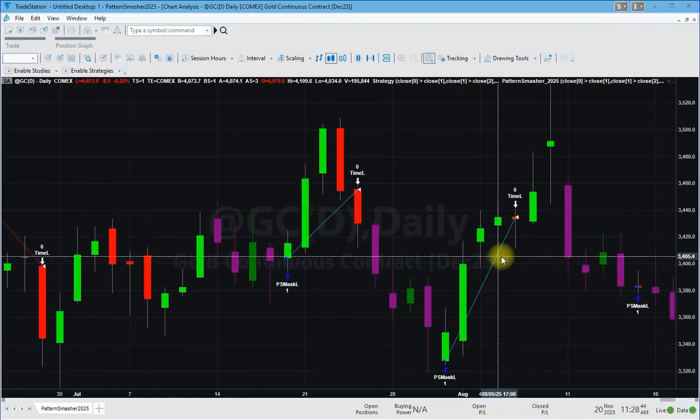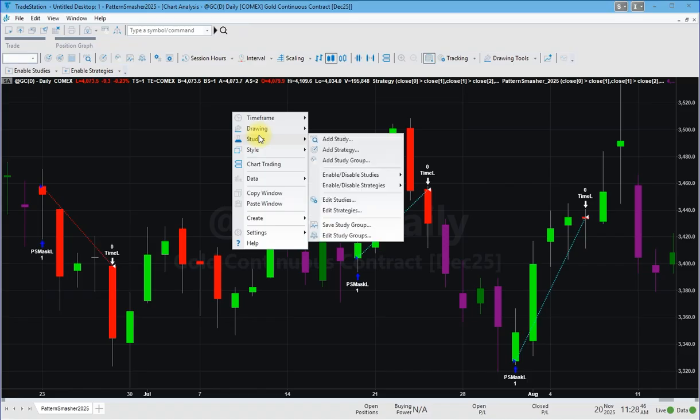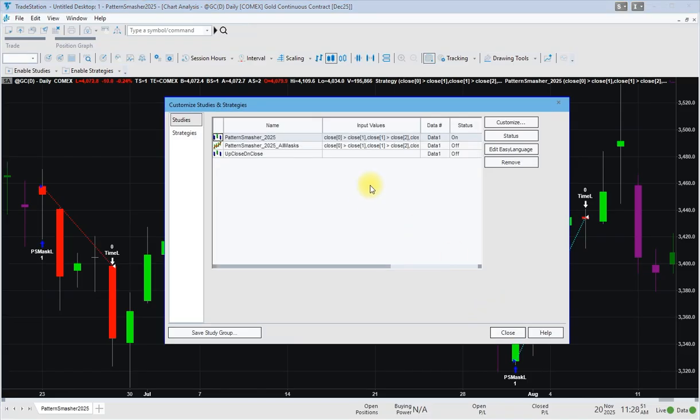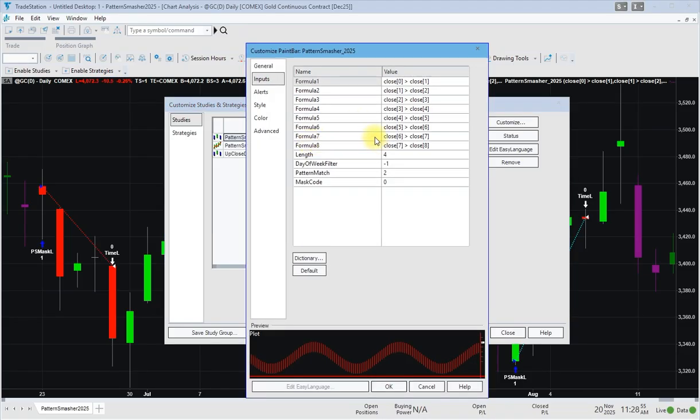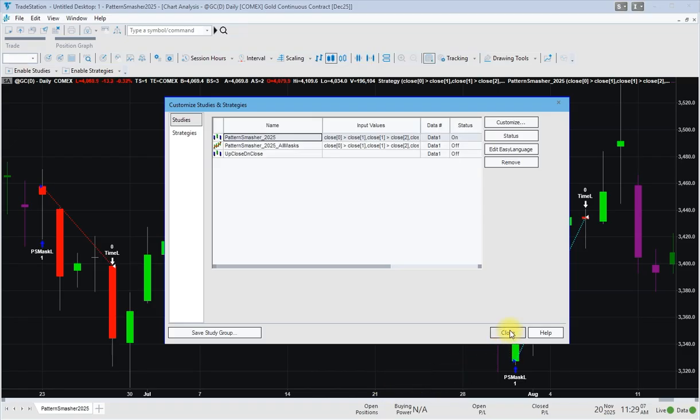And what was pattern 2? I've got a paint bar, as you can see. Look at the purple and the dark green. The PatternSmasher 2025 paint bar only works if you're not using a mask. I thought I could make it work with masks, but I can't. So the pattern match is 2, so we'll leave that alone. We're looking at the first 4 formula, so we'll hit OK. So I'm going to close.